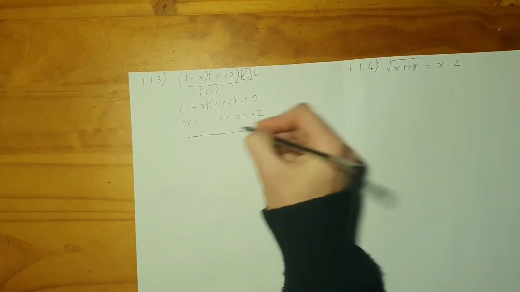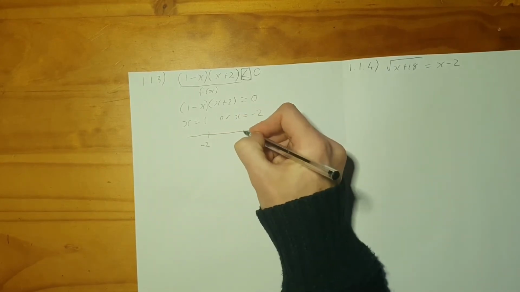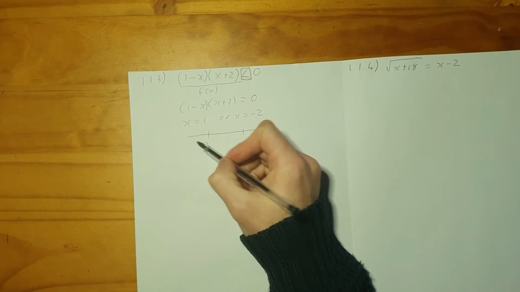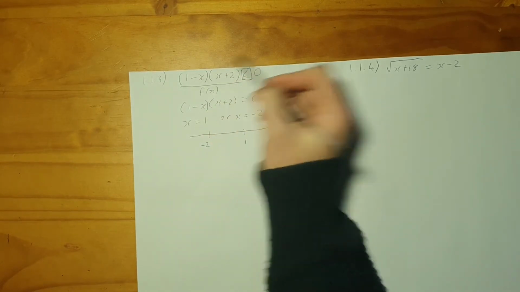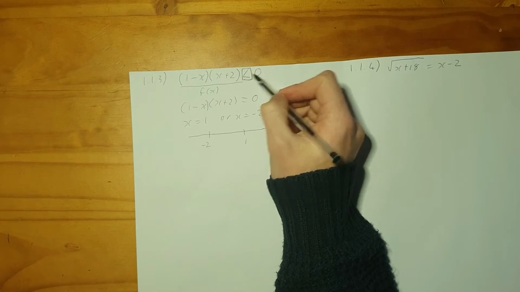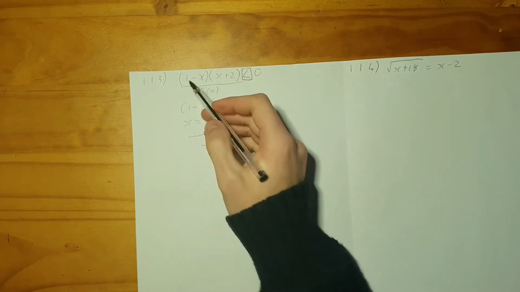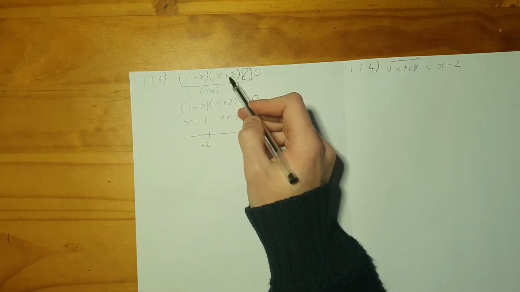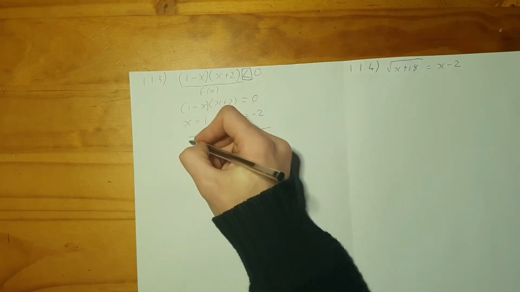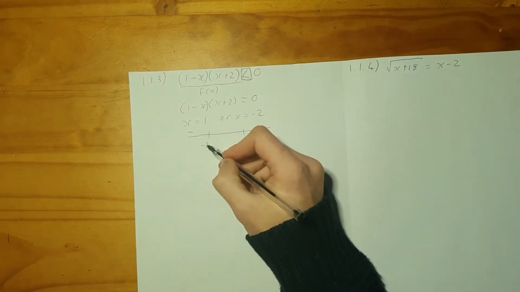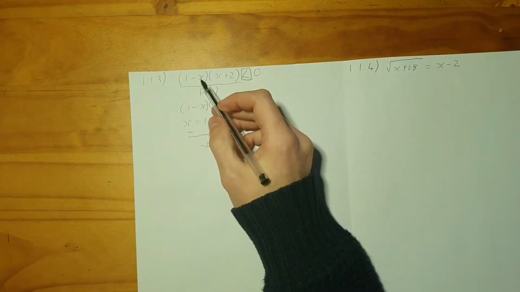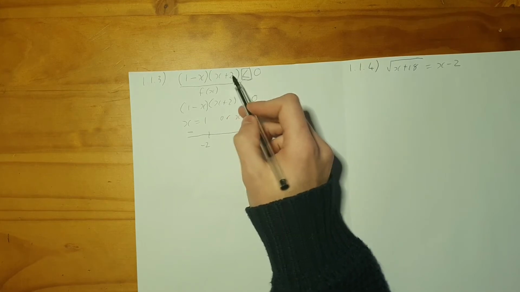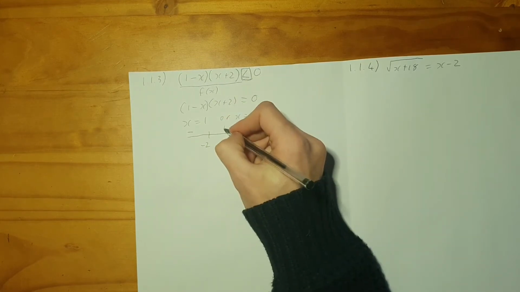Okay, then draw your number line. So negative 2 and 1. Now what you can do is plug in a number less than negative 2, so let's say negative 3, into here and see if it's greater than or less than 0. So if we take negative 3, 1 minus minus 3 becomes 1 plus 3, that's 4. Minus 3 plus 2 is negative 1, so positive times negative gives you negative. Between negative 2 and 1, we can take 0. So if we plug in 0 over there, that's a positive number. If we plug in 0 over there, that's a positive number. So positive times positive gives you positive.